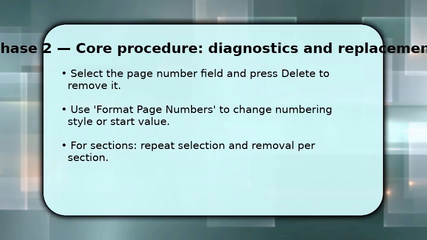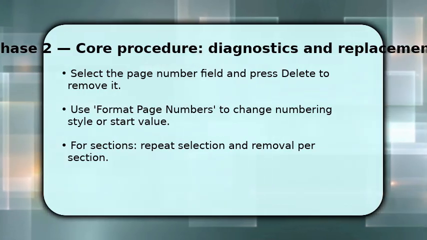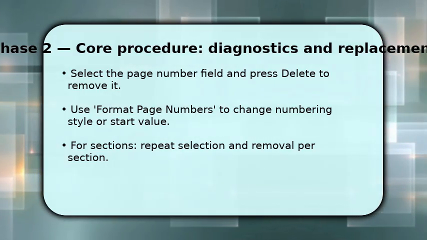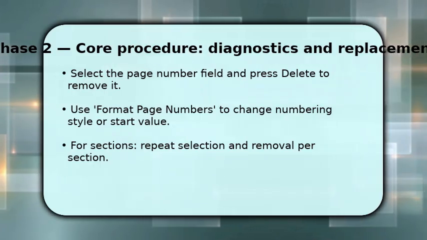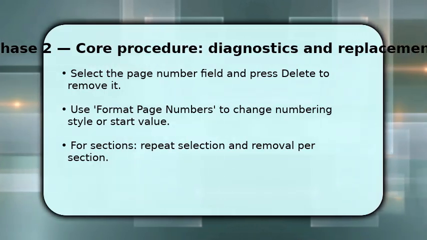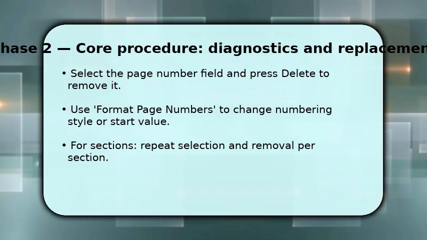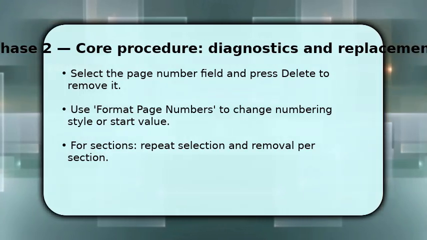For documents with multiple sections, repeat this selection and deletion in each section's header or footer. Make sure to save or use undo if a removal affects other areas. This preserves layout while you confirm the result.